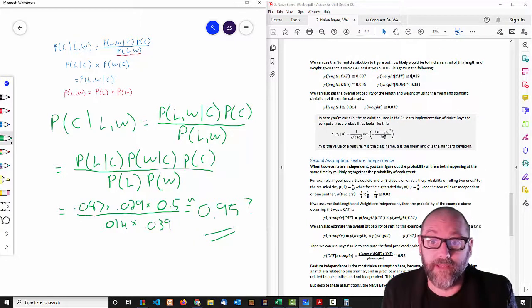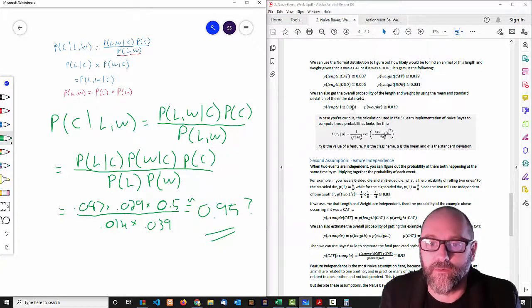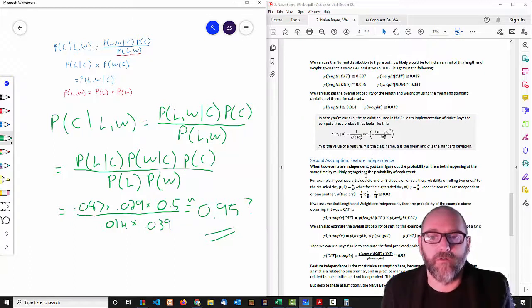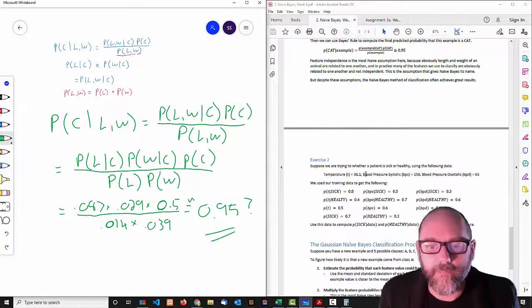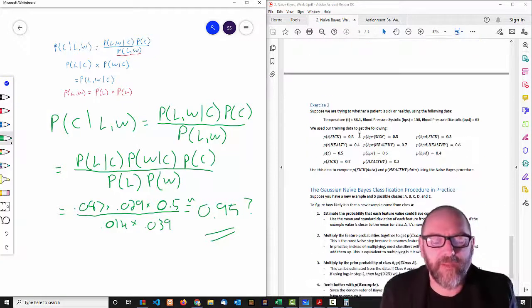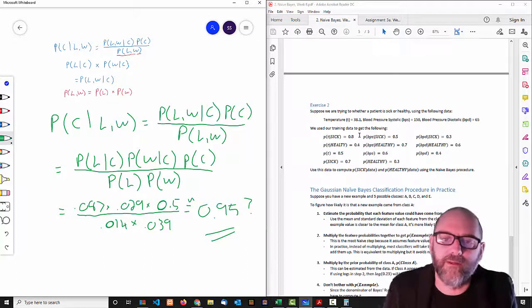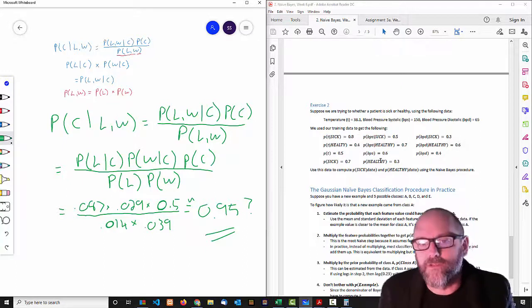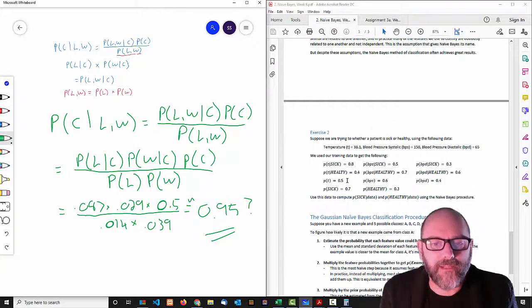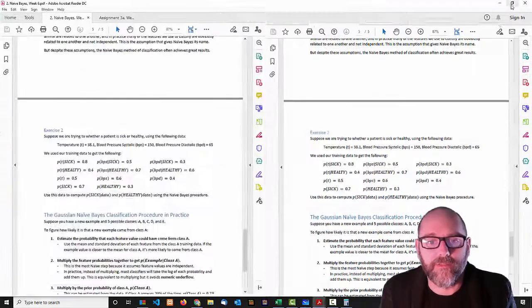It was the probability of the length times the probability of the weight times the probability that it's a cat, over these values here, the probability of length and probability of weight overall. Anyhow, I may post an addendum if I figure out what I did wrong there, or if I did do something wrong. But what I want to leave you with is this exercise here.